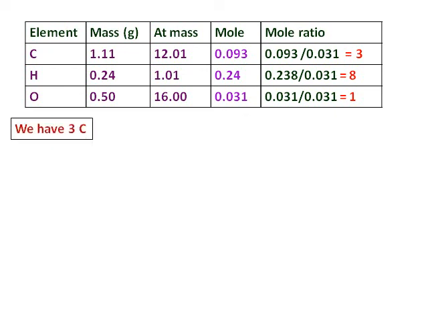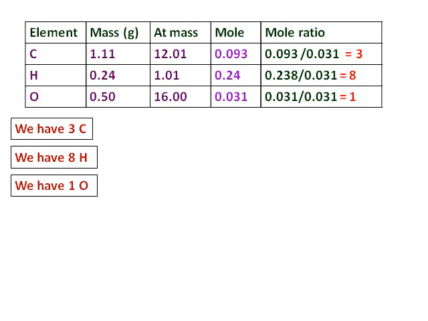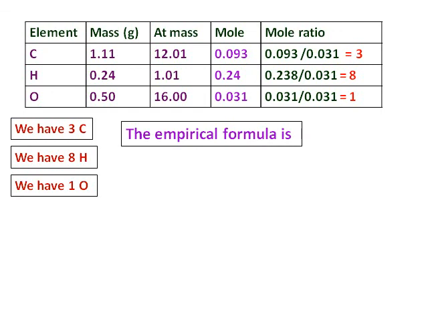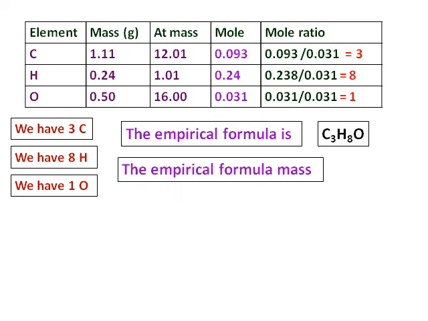When I do that, I get 3 carbons and 8 hydrogens, and the number of oxygen I have is 1. So with this as a base, write down the empirical formula, and the empirical formula is C3H8O. Since we have to calculate the molecular formula, the first step is to calculate the empirical formula mass, and that comes as 60.0 grams per mole.